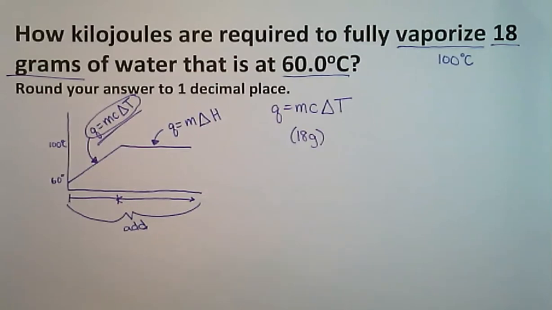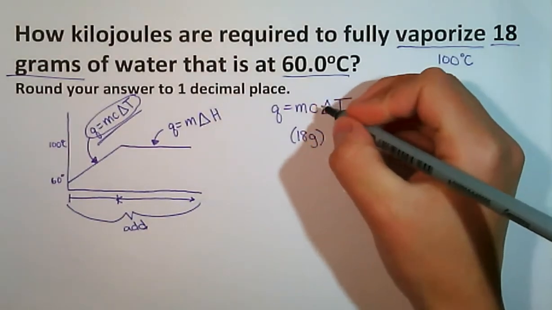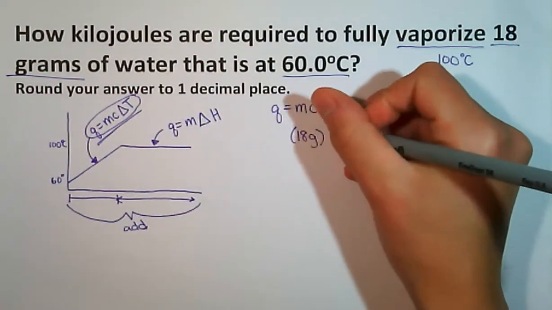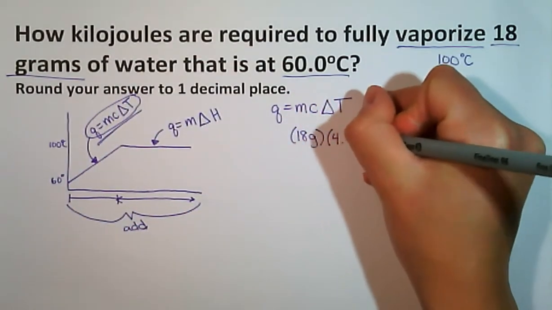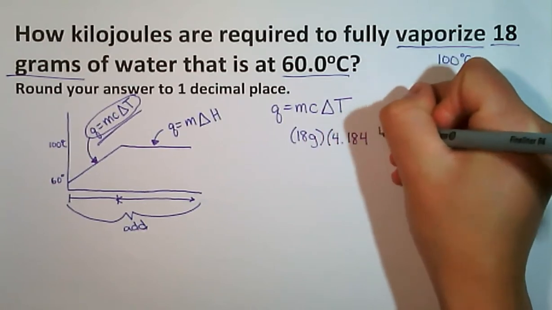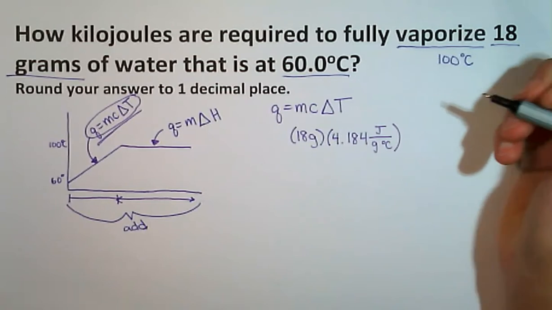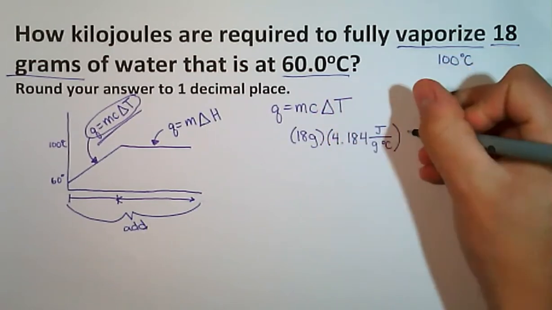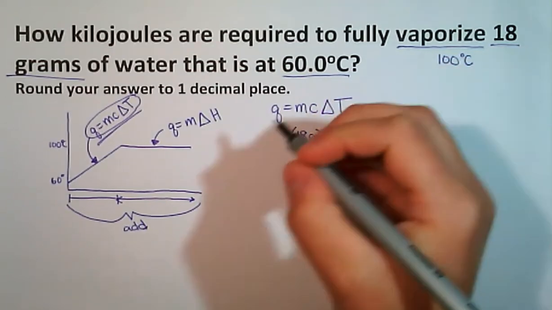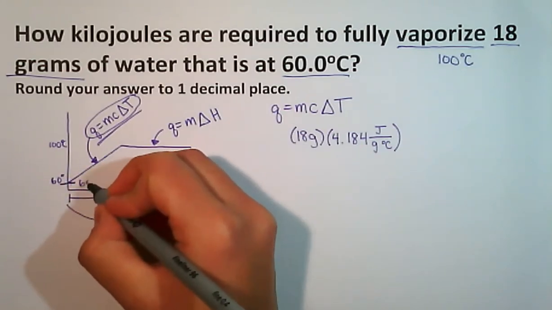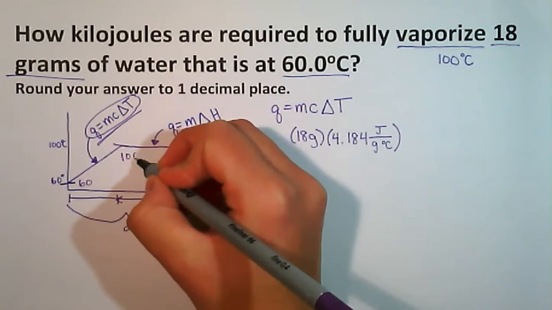C, so where would we get the specific heat capacity of water? Well, this is a value that we know. It's 4.184 joules per gram degree Celsius. And then the last part is delta T, or our change in temperature. So we want to start off at 60 degrees and end at 100 degrees.